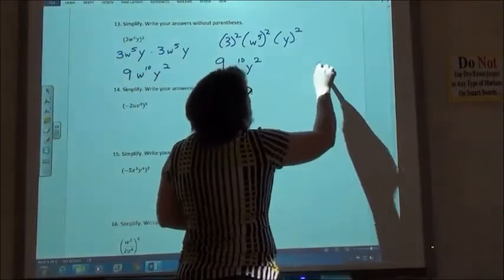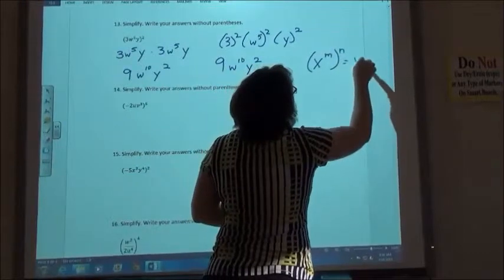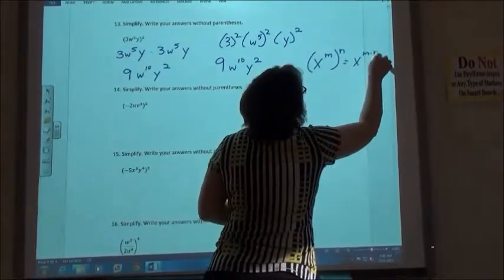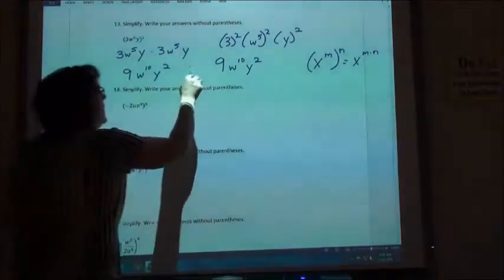So they're going to say that if I have x to the m raised to the nth power, I get x to the m times n. I multiply those exponents as my shortcut.